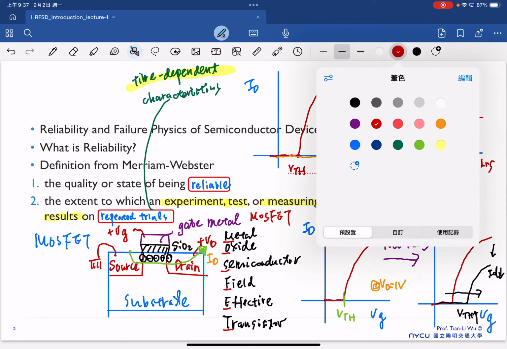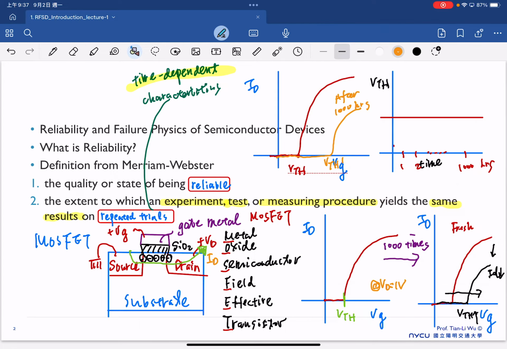In most cases, we see our threshold voltage shift and increase as the operation time increases. So that's a reliability challenge, and therefore we need to understand why the threshold voltage shifts with respect to time. Second is how we do the modeling. If we can come up with a model for this curve, then in the end we can extrapolate the lifetime. We will talk about lifetime later.